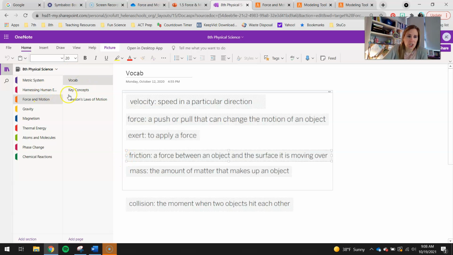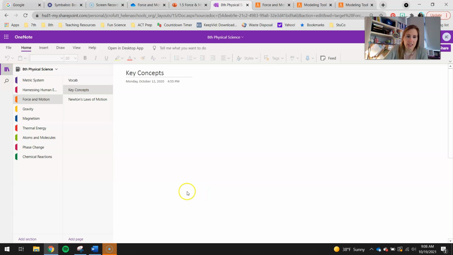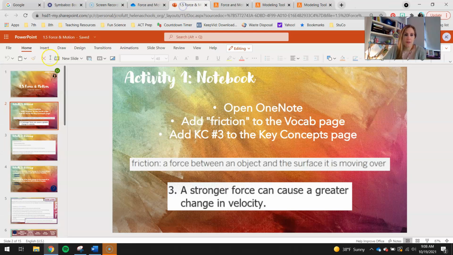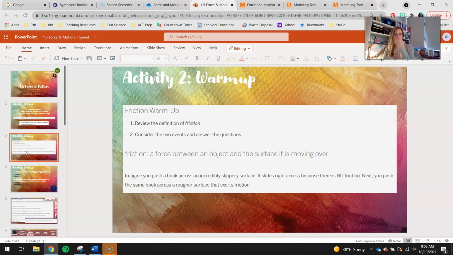Okay, so that's friction. And then your key concept for today is key concept number 3: a stronger force can cause a greater change in velocity. You really started to explore that yesterday with 1.4 when you did the little plunger activity and looked at racing your little jar lids using different forces. Okay, all right, so moving back in, you have a warm-up to complete on slide 3.